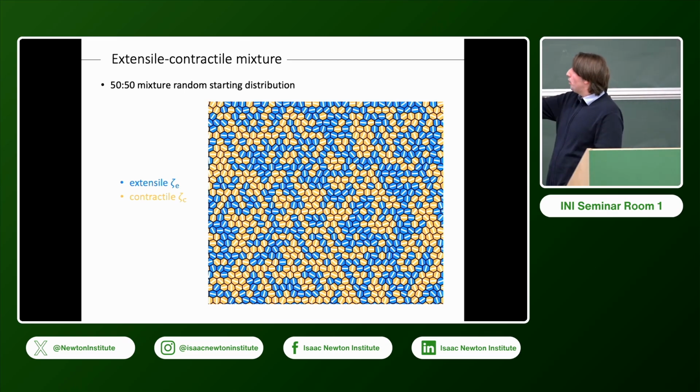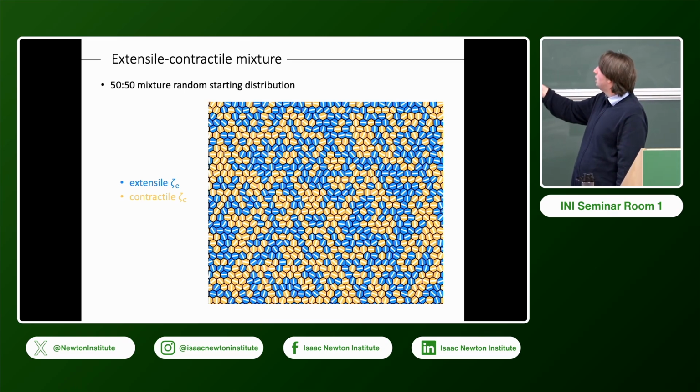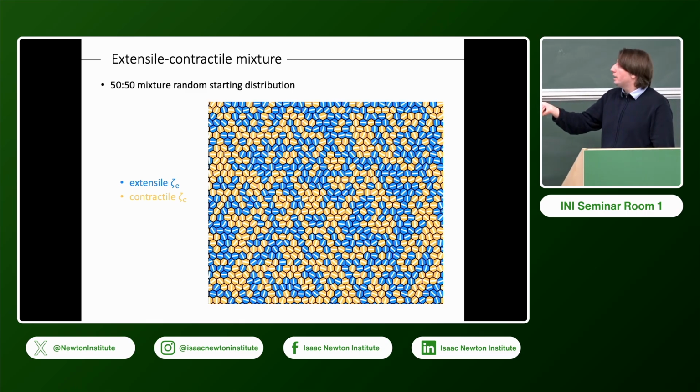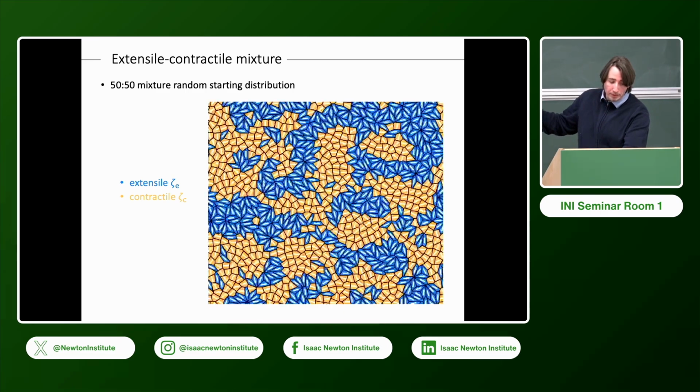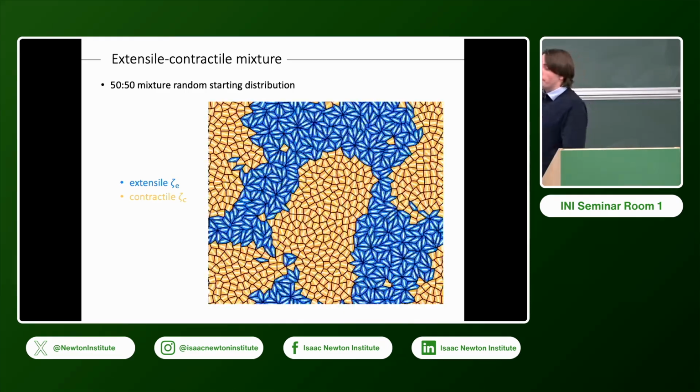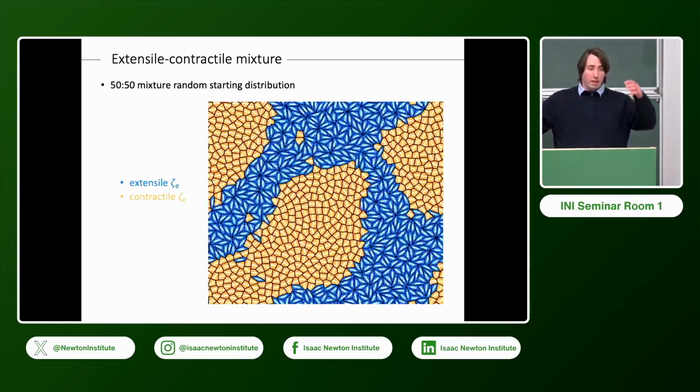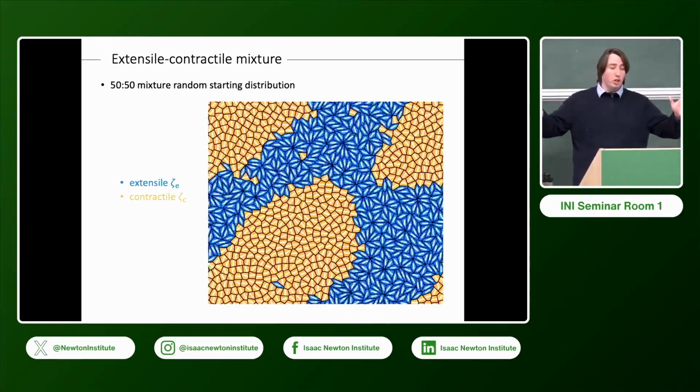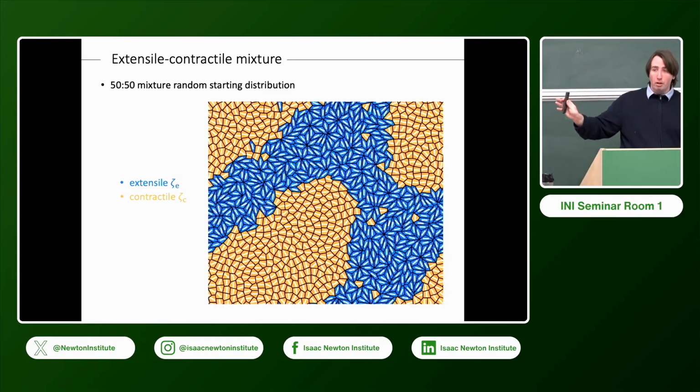So this is our setup. We have a 50-50 mixture. Orange cells are contractile, the blue cells are extensile, and the white lines show the long axis of the system. Right now we are at P naught equals 3.95. What happens is the system is going to perfectly phase separate over time.